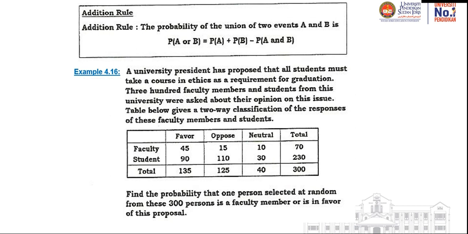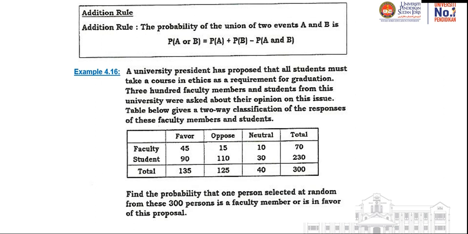So this is the addition rule. Okay, addition rule, remember the keyword is or. If you have two events A and B, then P(A or B) is equal to P(A) plus P(B) minus P(A and B). Okay, P(A or B) is equal to P(A) plus P(B) minus P(A and B).